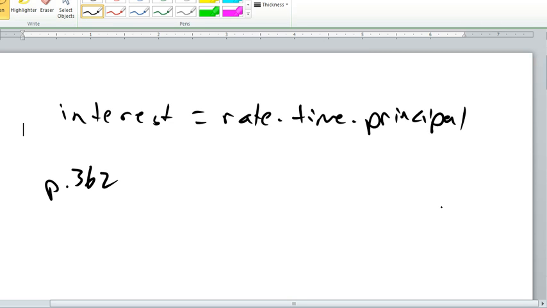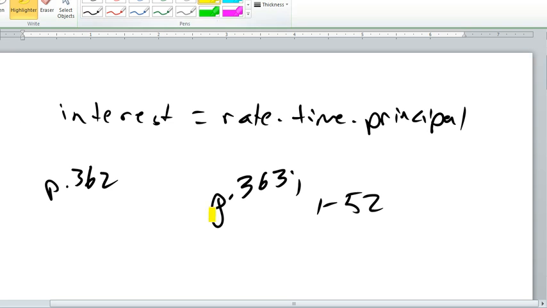Once again, these are all direct variations, direct relationships, because as one number increases, the other number increases too. For some more work on this, I would look at page 363. We did a couple examples on there already, but look at 1 through, oh, there's a lot on here, through 52, and make sure you have a good understanding of these, because the next one we're going to look at is indirect relationships. So those are some other things you're going to need to keep in mind. If you have any questions, make sure you let me know. Have a good one. Bye.